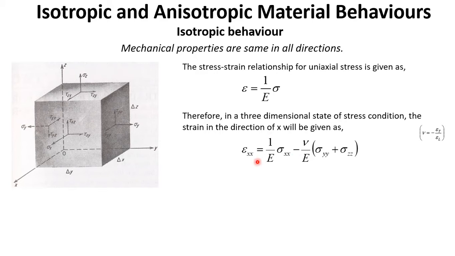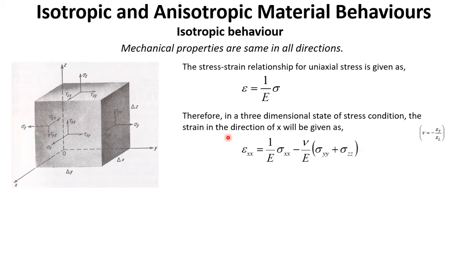So this is the strain because of the sigma x working here, and this is because of sigma y and sigma z. Here sigma xx means on the plane normal to x and in the direction of x. Similarly, this is on the plane normal to y in the direction of y, and similarly for sigma z. So here, using Poisson's relation, Poisson's relation is given by this one, transverse strain divided by the longitudinal strain.